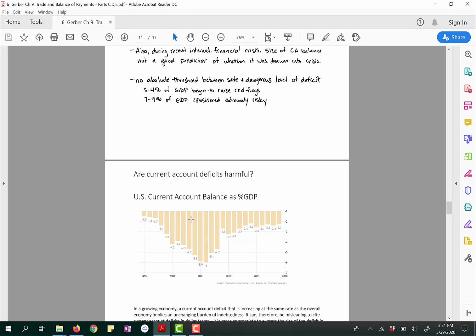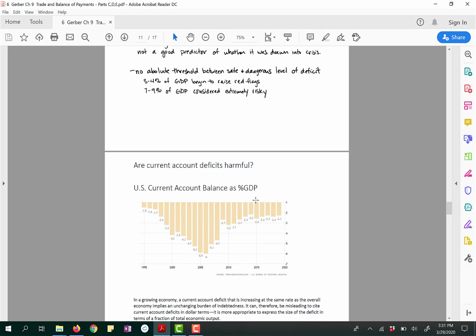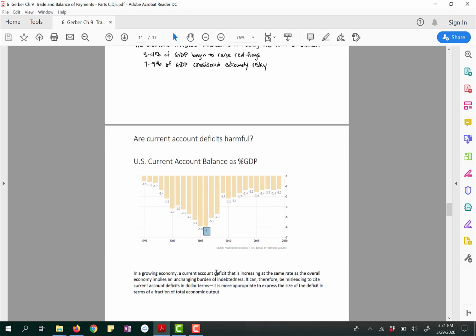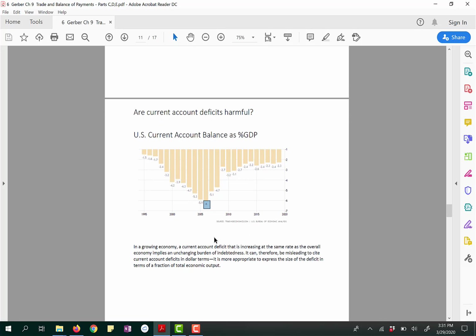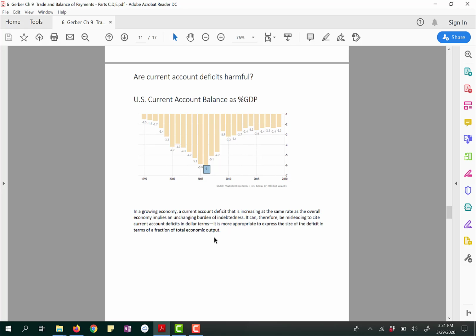So looking at the current account balance as a percent of GDP in the United States, the highest we have been in recent times was in 2006. We got up to 6%. So lots of concern was raised around that time as to the size of the current account deficit in the United States. And by the way, why are we looking at the current account deficit as a percentage of GDP?